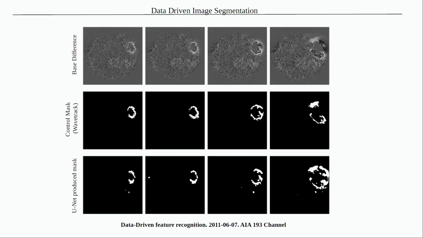So here I present some results of our CNN code trained both on on-disk and on-limb events. On the top we have base difference images. The second row is the ground truth, the control masks that are coming from the wave track. The bottom row is the UNet produced masks.